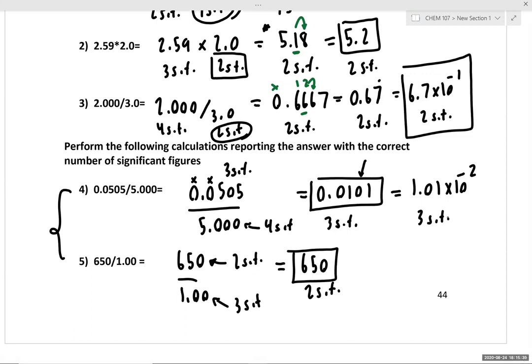Professor, when you got the 0.0101, did we multiply or divide on that? We divided, because the operation we were asked to perform was division. Okay. Does that all make sense? Yes, thank you. Any other questions I can address?